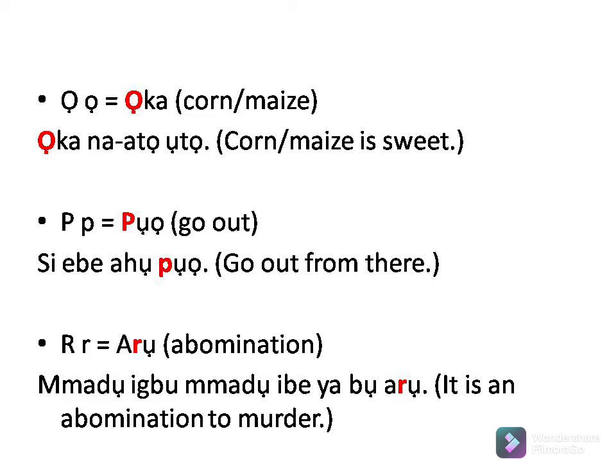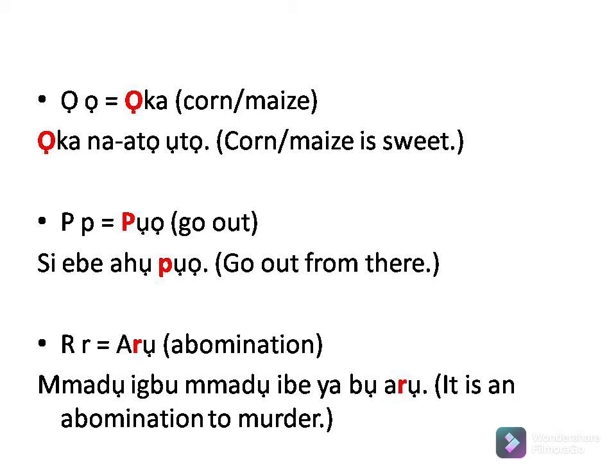The next letter is the P, and you can find it in a word like pụọ. Pụọ means go out. And in the sentence we have si ebe ahụ pụọ, which means go out from there.